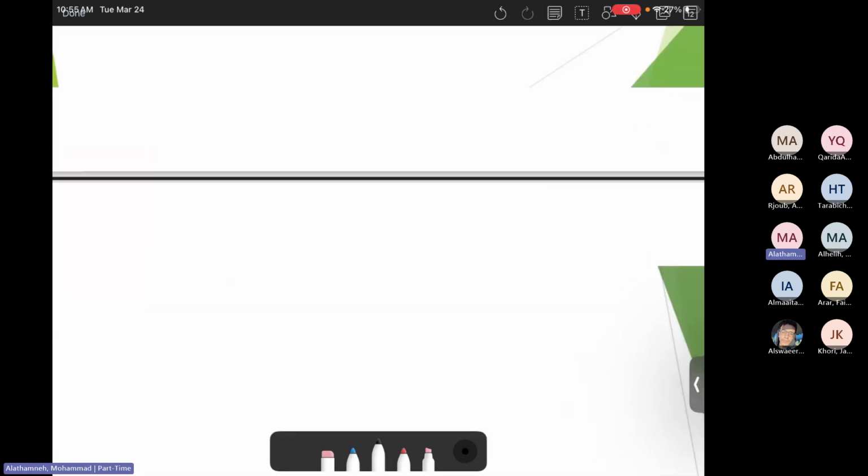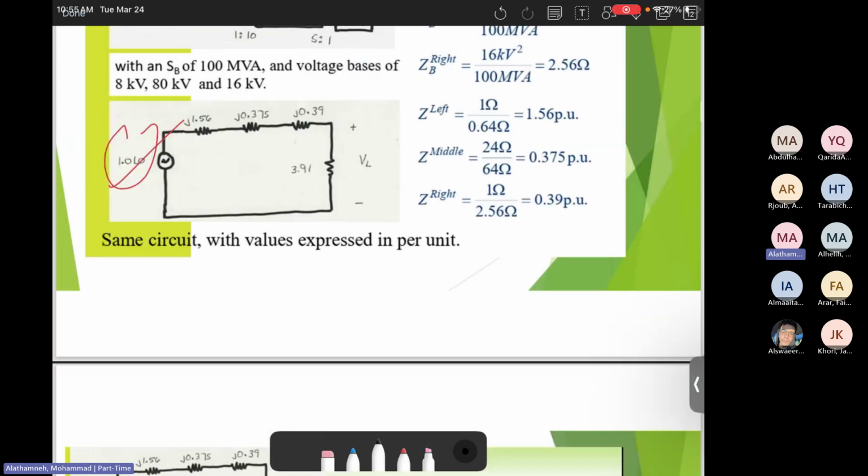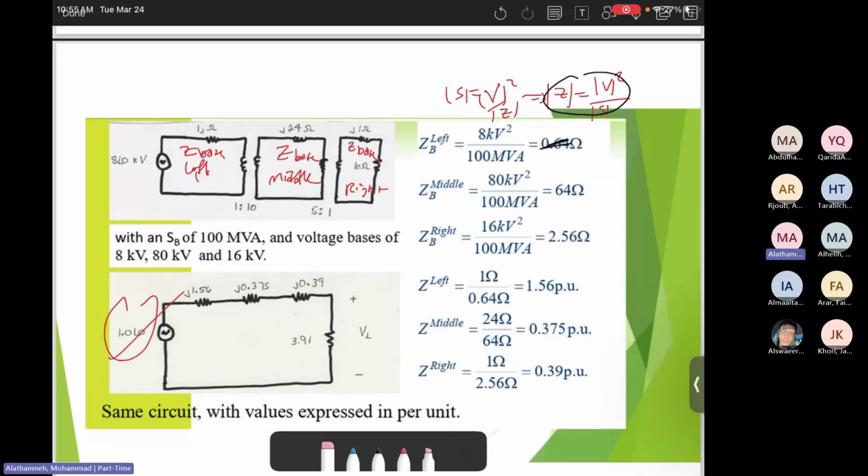Once you calculate the bases, you can calculate the per unit for each one. So the first one will be divided by the base of the left, the second one will be divided by the base of the middle, and the third one will be divided by the base of the right. And that's what we did here. Then we calculate everything in per units. Now, when you look at this, this is the circuit in per units. No longer are transformers here. Then you can calculate the currents and the voltage easily.